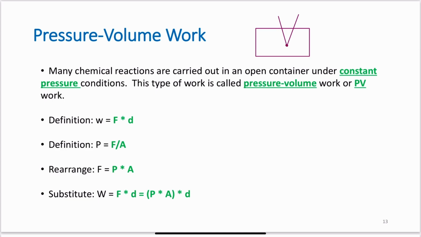I can rearrange my pressure equation to say force is equal to pressure times area. So rearrange this into this. Now I'm going to substitute in P times A, pressure times area, for F in my work equation. So work, which is equal to force times distance, is going to be equal to pressure times area times distance.